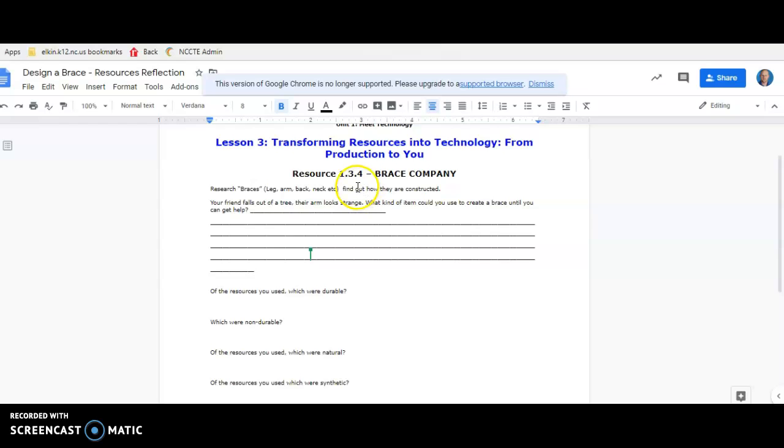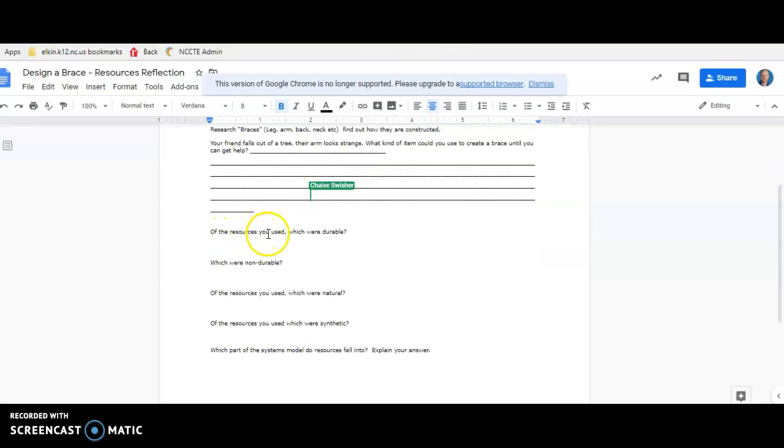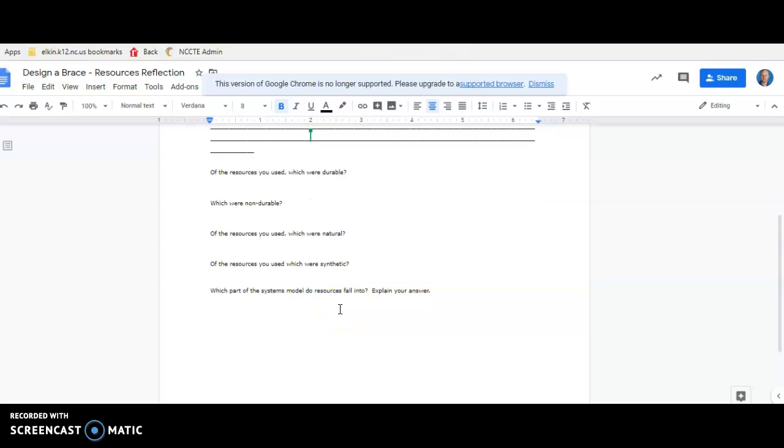Okay, and so it's going to ask you about some things such as non-durable items, durable items, natural versus synthetic materials that you might create a brace out of. And then what are the parts of a systems model do resources fall into? Explain your answer. So if you remember, the systems model is input, process, output, and feedback.